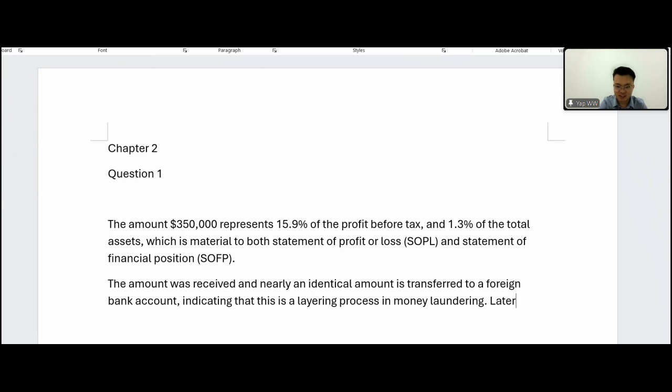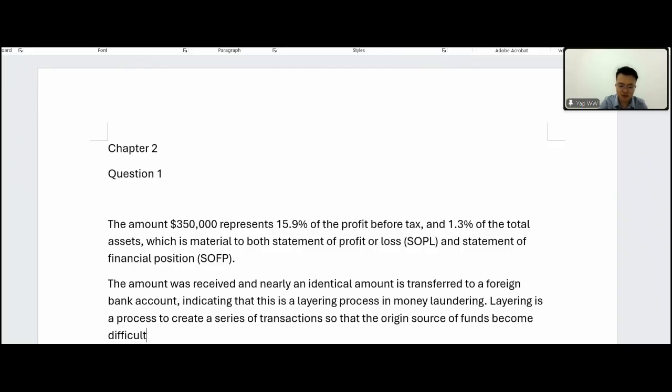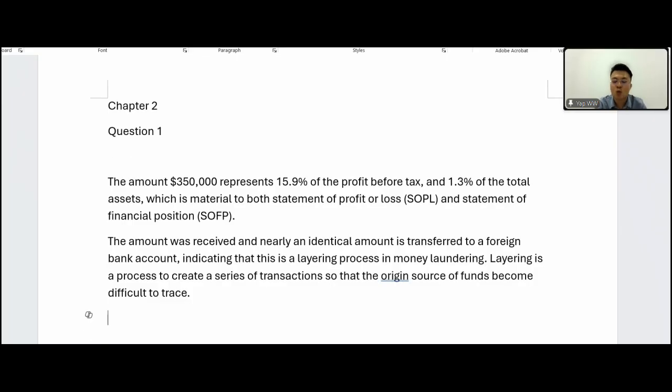Then you must explain what is layering. Just give some keywords in order to score better marks. Layering is a process to create a series of transactions so that the origin source of funds becomes difficult to trace. Okay, that will be another explanation.